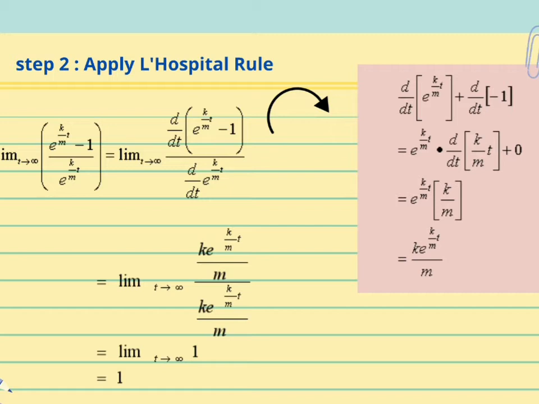So after we do the differentiation process, we will get the limit as t approaches infinity of k multiplied with exponent raised to the power of k over m times t, divided by m as the numerator, and for the denominator we will get k multiplied with exponent raised to the power of k over m times t, divided by m. So the numerator and denominator can be cancelled out. Therefore, the final answer we will get is 1.